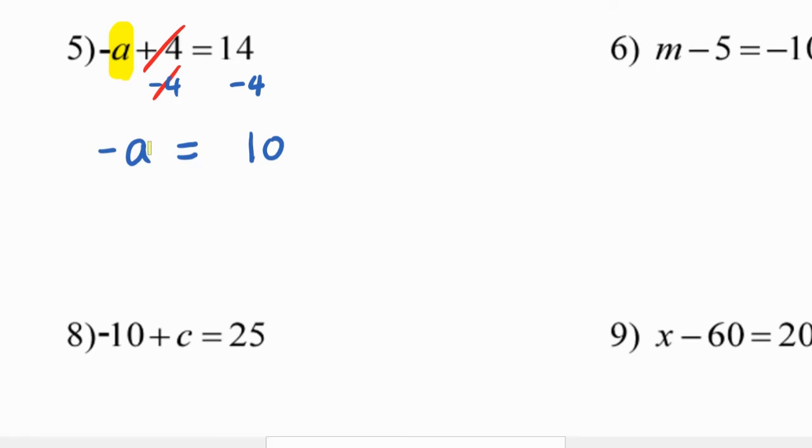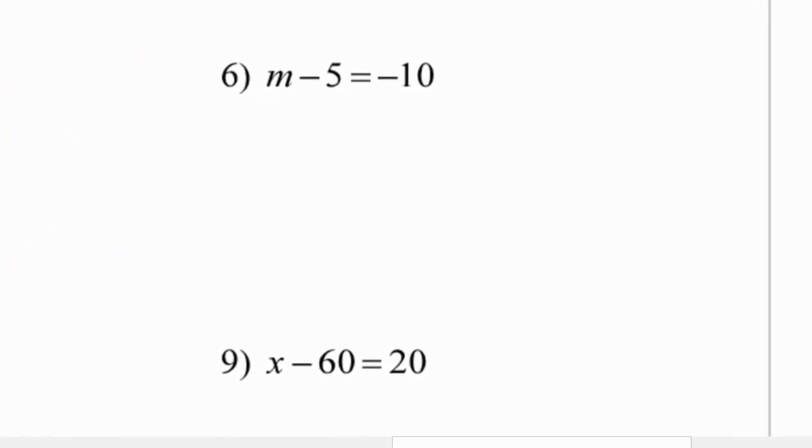But we want to know what a is, not what negative a is. So what we're going to do is multiply by negative 1 on both sides. So remember, whatever you do on one side, you have to do the same thing on the other side. Okay, so negative 1 times negative a. When you multiply negatives together, it becomes positive a. 10 times negative 1 becomes negative 10. Therefore, a equals negative 10.